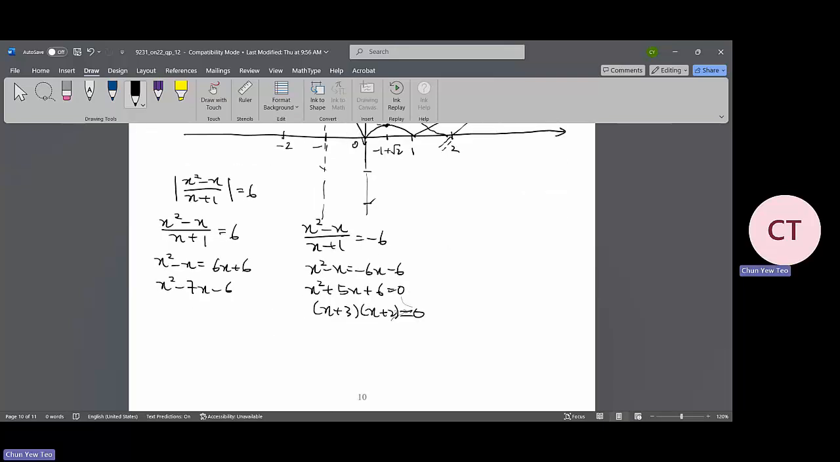This one, we're not able to factorize it, so we use negative b plus minus square root of b squared minus 4ac, divided by 2a. You will get 7 plus minus square root of 73 over 2. The other one you will get x equal to negative 3 and negative 2.